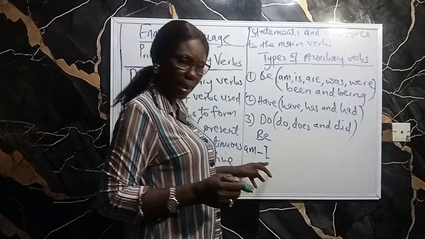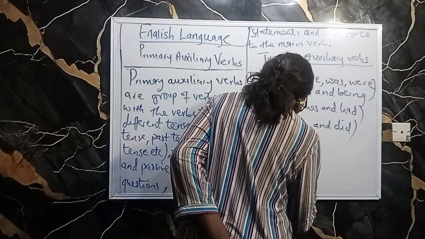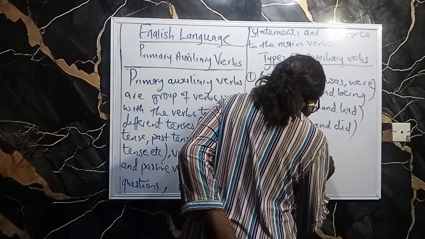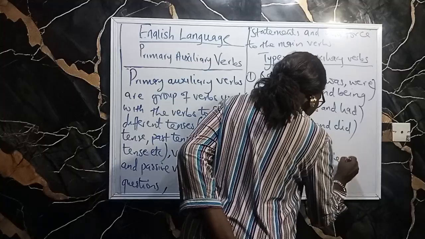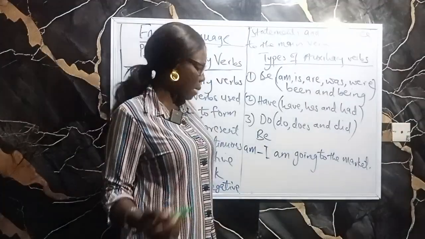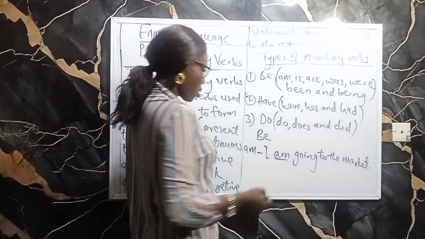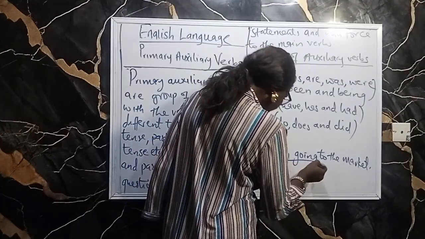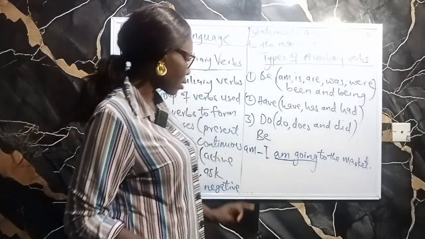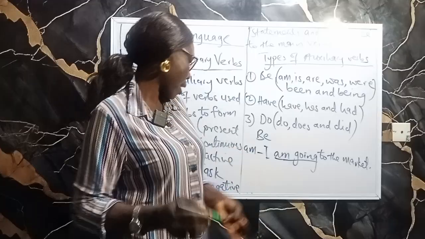Remember, we use am with I. I am going to the market. Am here is the primary auxiliary, used with the form of main verb going, and together they form present continuous tense.